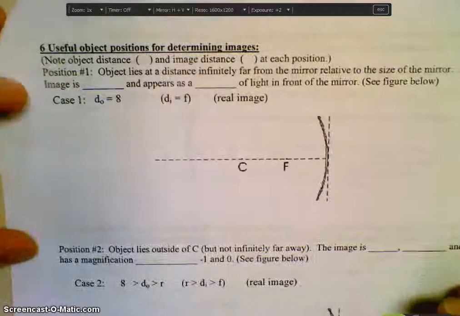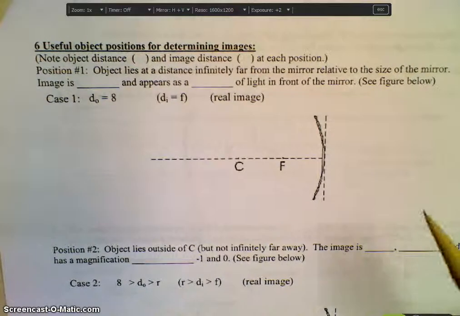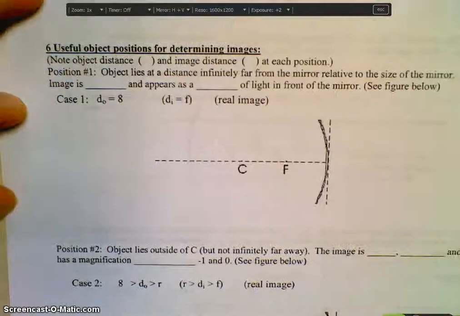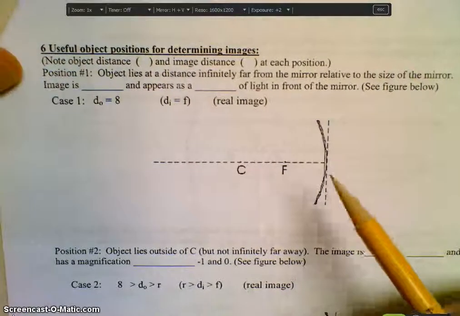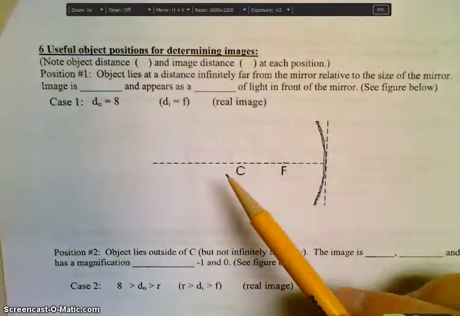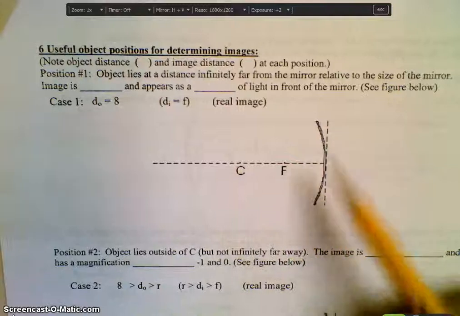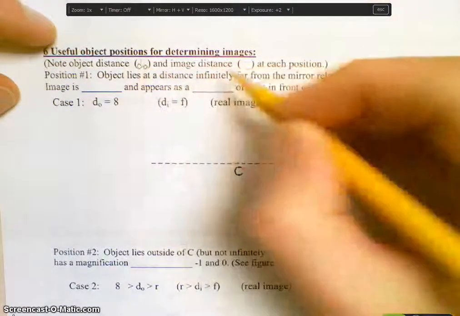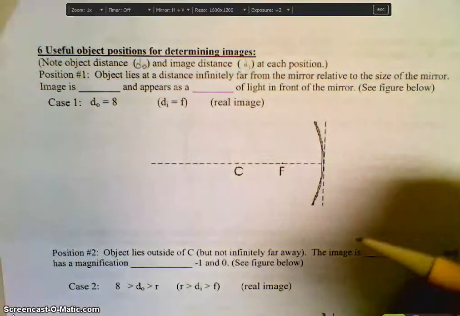Okay, today we're going to look at drawing some ray diagrams with concave and convex mirrors. So we're going to start with the 6 positions that you can put an image for a concave mirror. We're going to note the object distance, which is DO, and the image distance, DI, at each position.